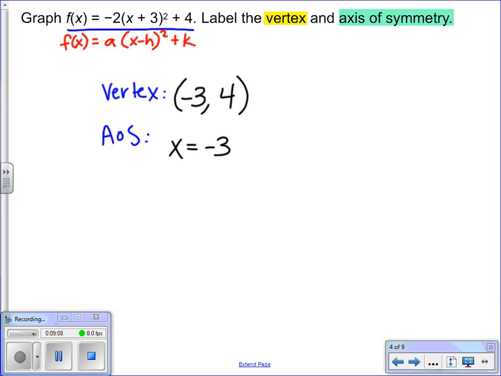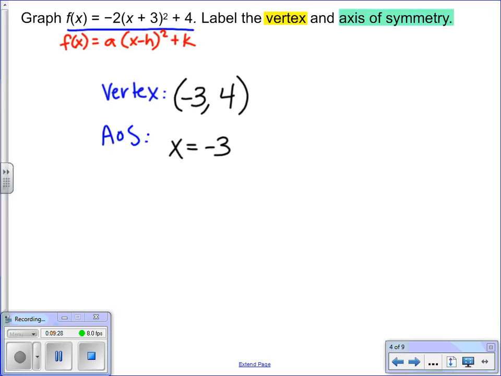This is a skill we'll use over and over in different functions throughout the year. So the better you're able to identify the h and the k, the more helpful it will be going forward. Okay, not all graphs will have the axis of symmetry, but the parabola will because it's symmetrical.